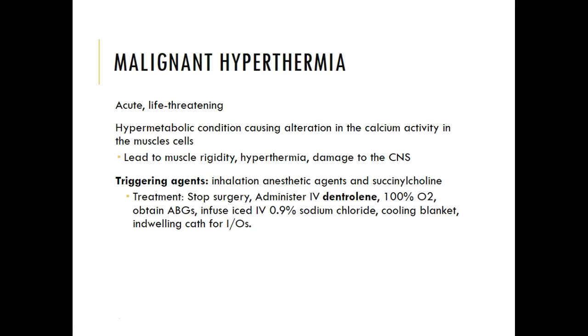So malignant hypothermia is acute and life-threatening. Basically what happens is a person goes into a hypermetabolic state, causing alterations in the calcium activity of the muscle cells. What it leads to is muscle rigidity, hyperthermia, and damage to the central nervous system. The problem with malignant hypothermia is that a person could have, say, 5 surgeries with absolutely no complications, and the 6th surgery, for whatever reason, this is triggered.